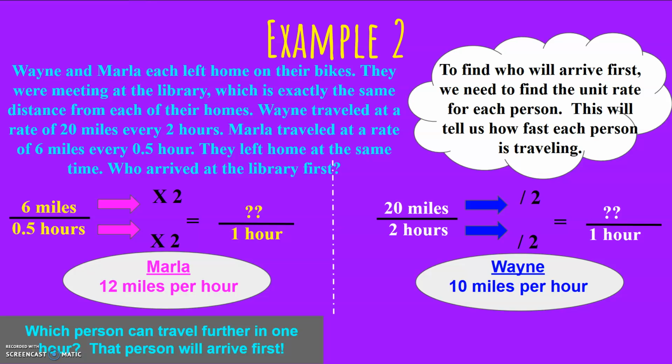Which person can travel farther in 1 hour? That person will arrive first. Well, Marla's traveling 12 miles in 1 hour, and Wayne's only traveling 10 miles per hour.